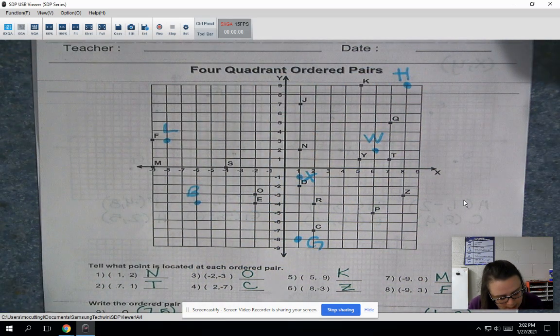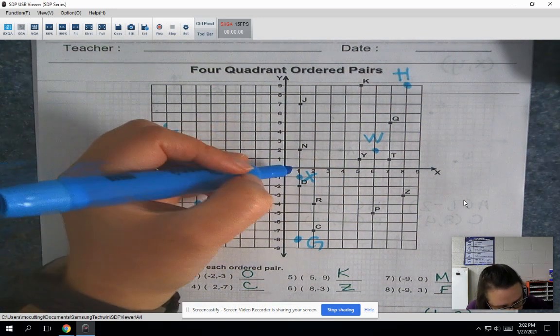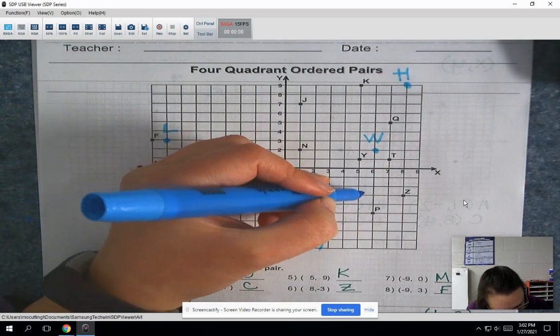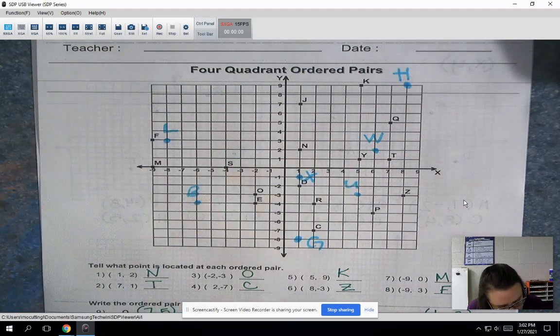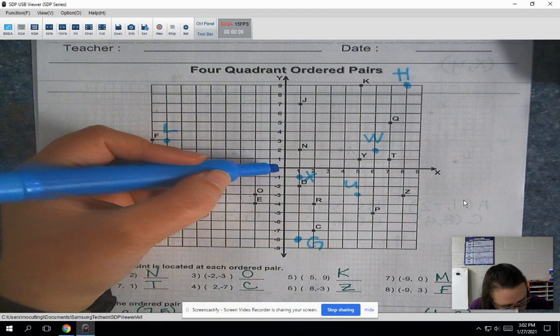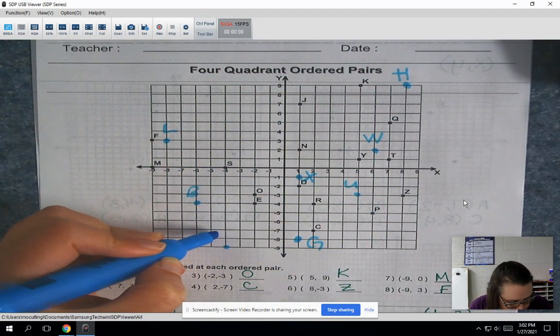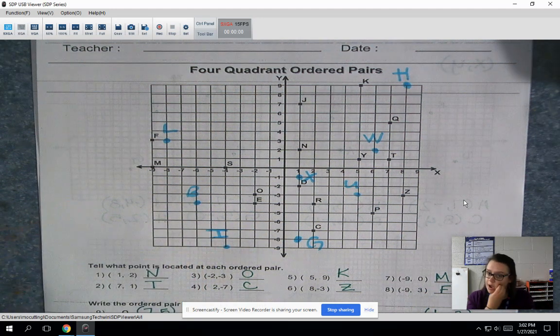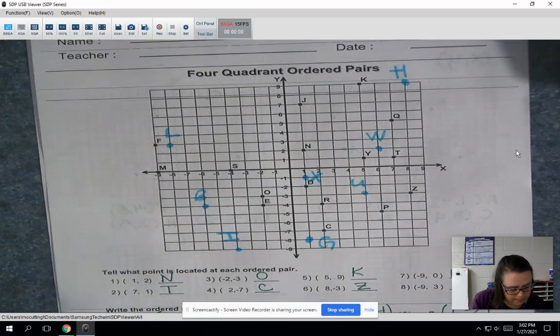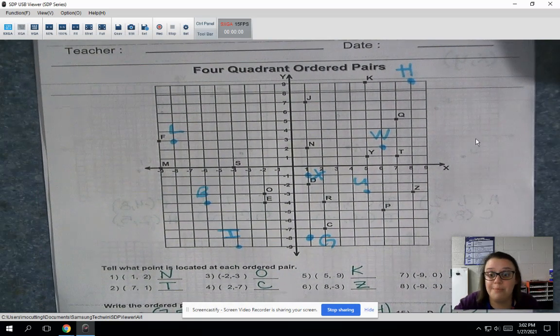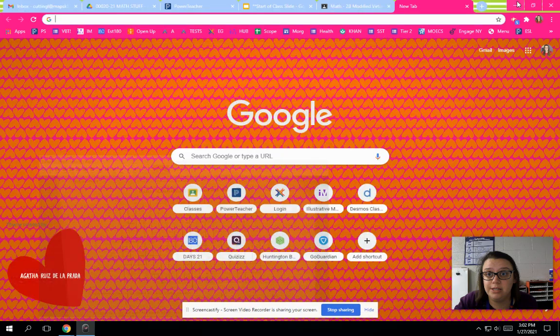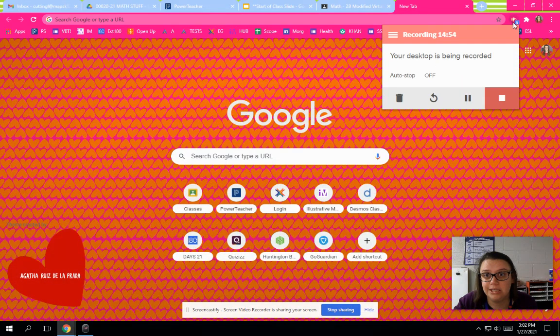23, U is 5, comma -3. So across to 5, down to -3. And I is -4, -9. So across to -4 and then down to -9. All right. So, check on my timing and see how we're doing. Okay, good.